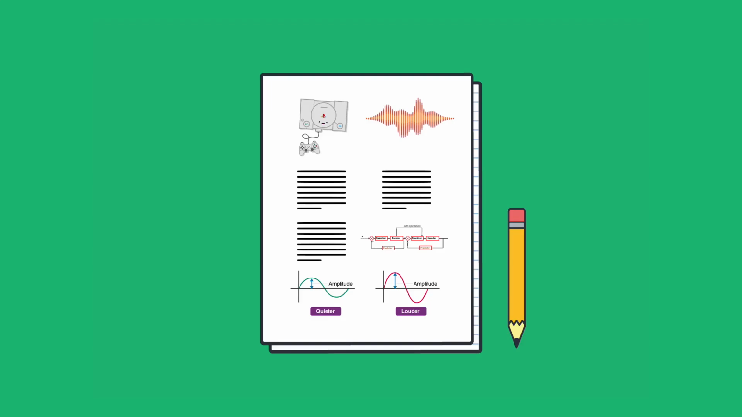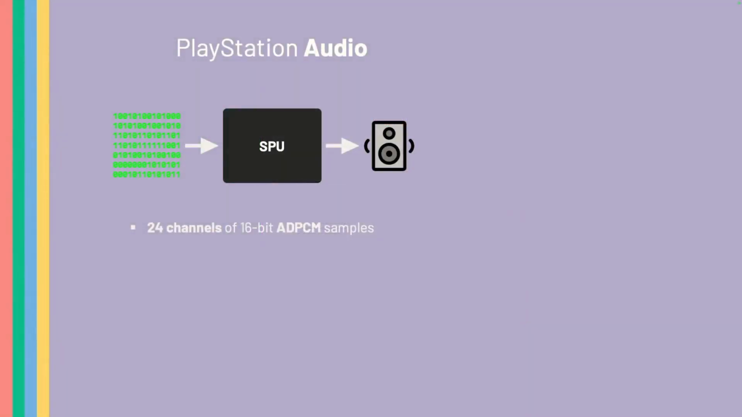So let's just do that. So coming back here to the SPU, let's talk about some of the specifications of this chip and what it's able to do. Remember in the beginning sections, we spoke that the SPU can use 24 channels. So we have 24 channels available for us, and these channels are of 16-bit ADPCM samples.